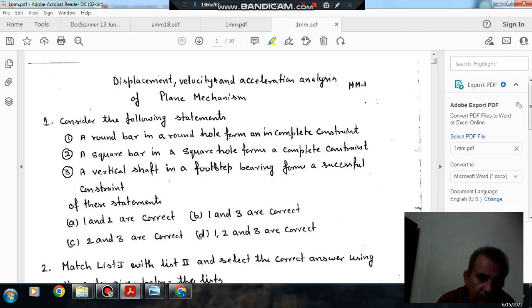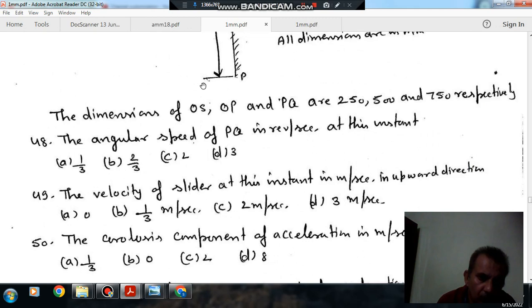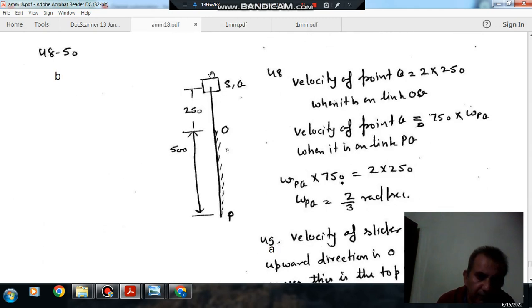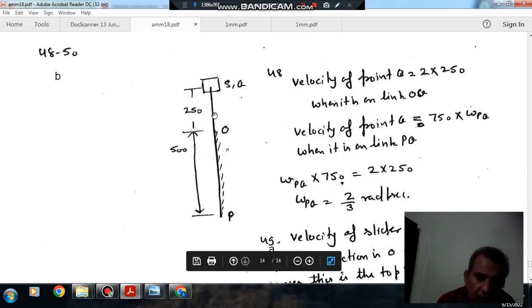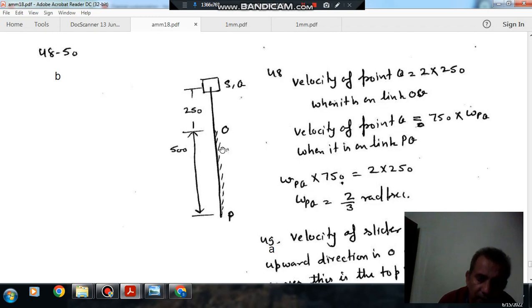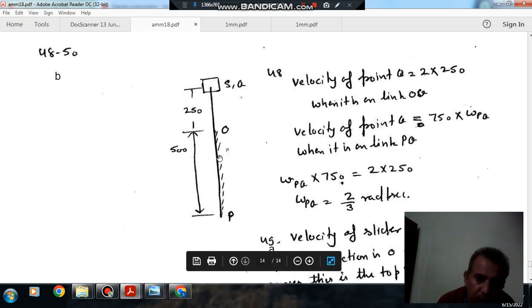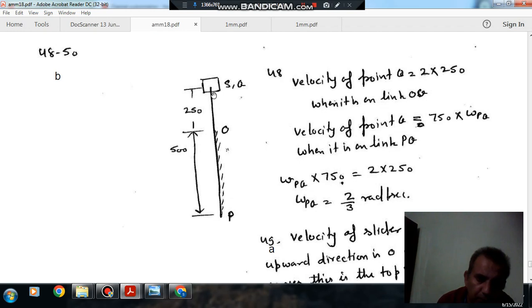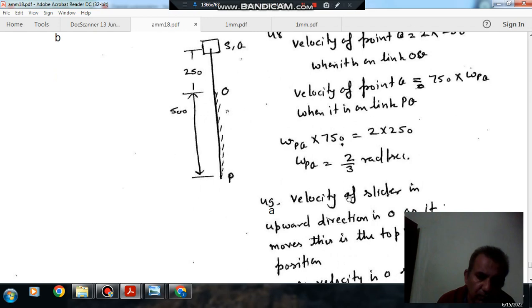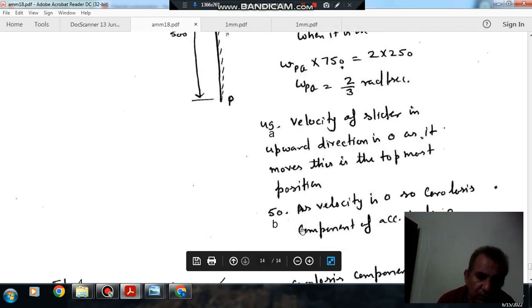Answer to question number 50: the Coriolis component of acceleration depends on the angular velocity of link PQ and the velocity of slider. The slider will move along this link, but at this instant it is not moving, so the velocity of slider is 0. So the Coriolis component of acceleration will also be 0. So answer is option B.